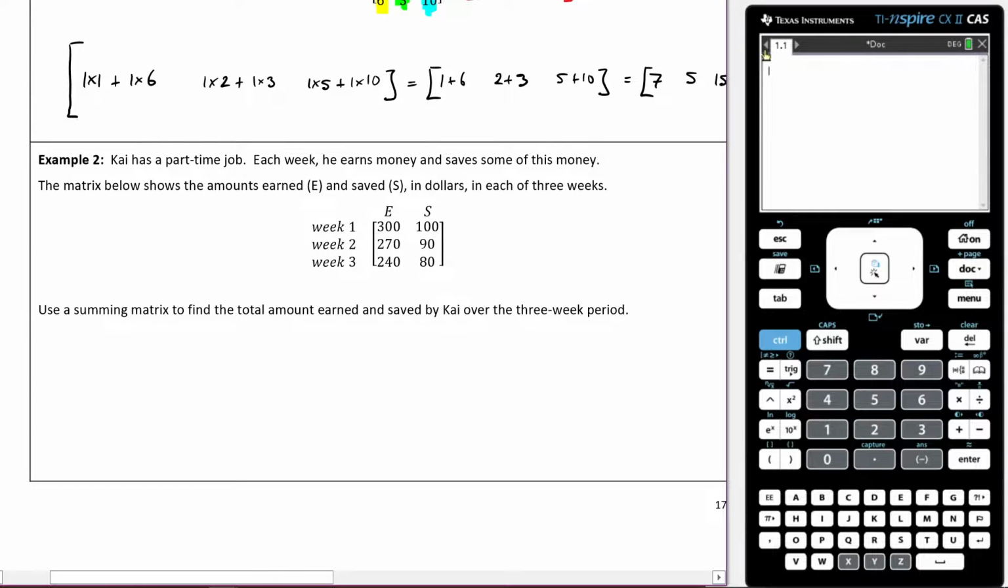All right, let's answer this question before us. It says Kai has a part-time job. Each week he earns money and saves some of this money. The matrix below shows the amount earned and the amount saved in dollars in each of these 3 weeks.